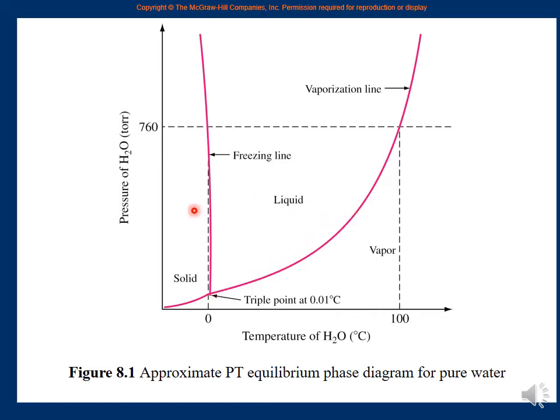Take any point: if the pressure is lower than 1 atmosphere, then we come here and hit here. So boiling will happen at this temperature, maybe 80 degrees. But if the pressure is higher, boiling will happen here, maybe at 110, 120 degrees, right? So this is the phase line between liquid and vapor. Similarly, there is a phase line between solid and liquid. This line, solid and liquid.